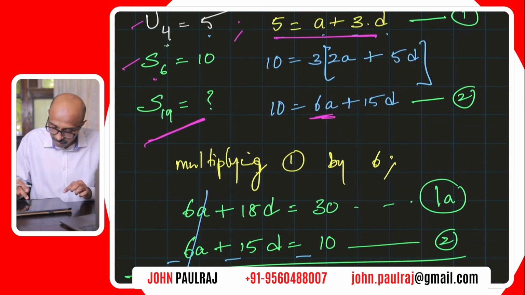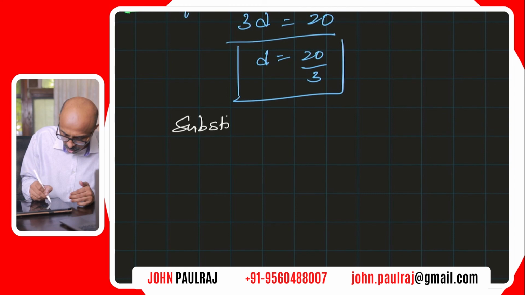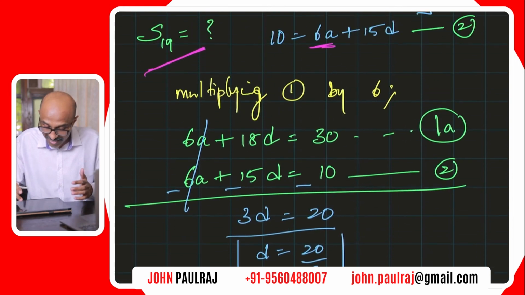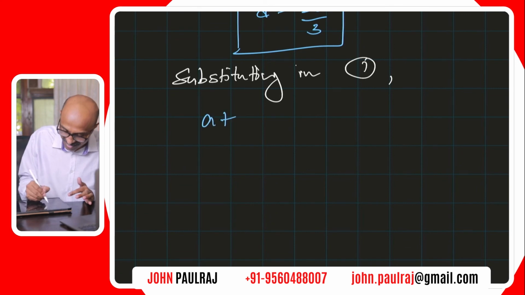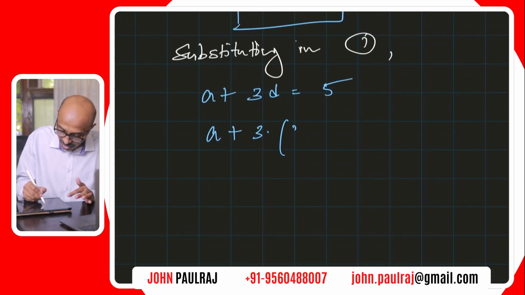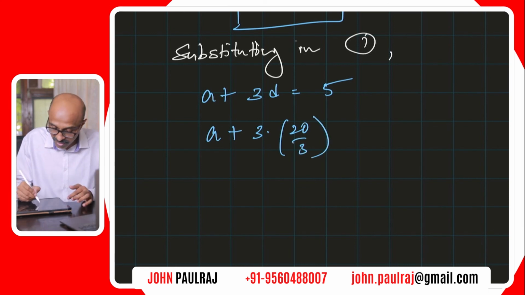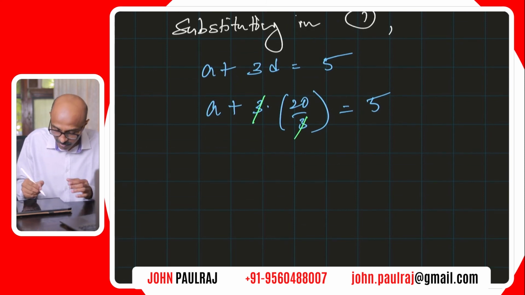Now, once we know the value of d, we can substitute it in any of the equations. So I'm going to substitute in equation 1. This is becoming more like a lesson on simultaneous equations, right? So you've got a plus 3d is 5. And so a plus 3 times the d we just found out as 20 over 3. So that is going to be 20 over 3. Now you can see why I said you can leave it as a fraction. Sometimes these questions are manufactured in such a way that we get confident using fractions, but at the same time, the numbers become friendly, even though they don't seem as friendly initially, right?